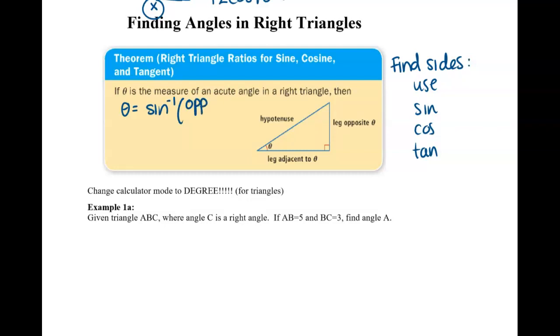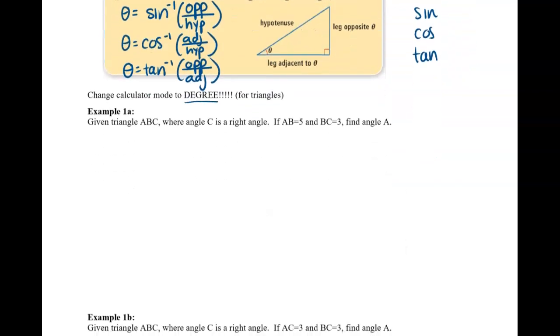Weird, but true. Opposite over hypotenuse. And when we did inverse functions, f -1 of x was the inverse of x, so it should be somewhat familiar. We could find theta by doing inverse cosine, cosine -1, adjacent over hypotenuse. Or we could use inverse tangent of opposite over adjacent. Again, calculator should be in degree mode or you'll get totally weird answers.